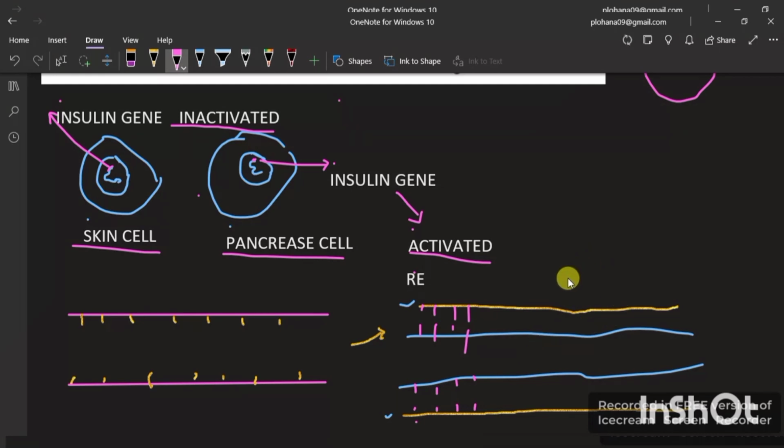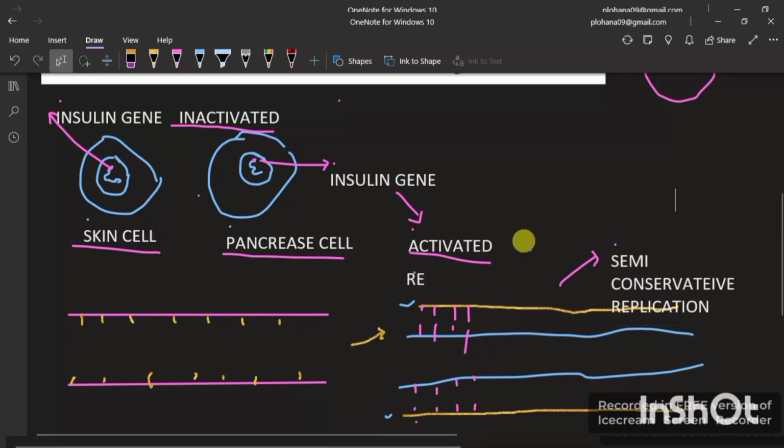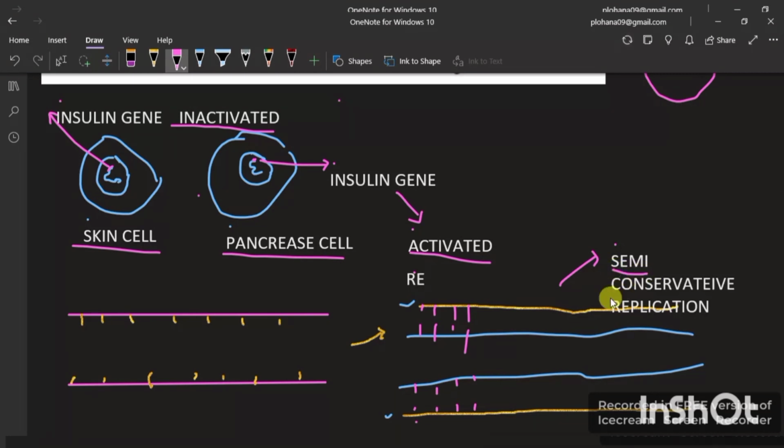This type of replication is known as, wait, let me write here, semi-conservative replication. This type of replication is known as semi-conservative replication, because in this case all the strands are separated and then new strands are formed. So now we are going with the process of replication.